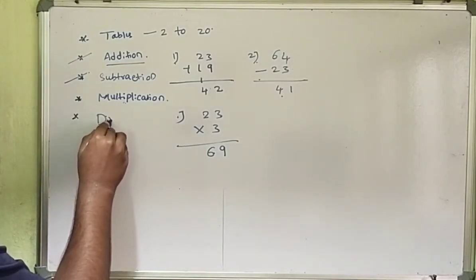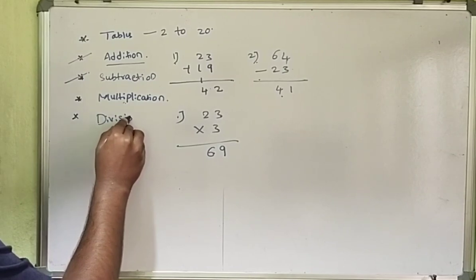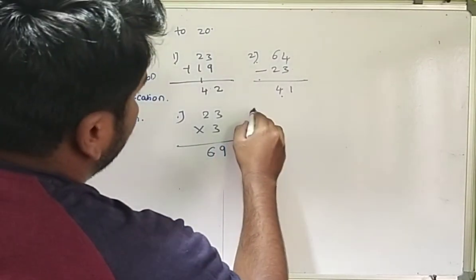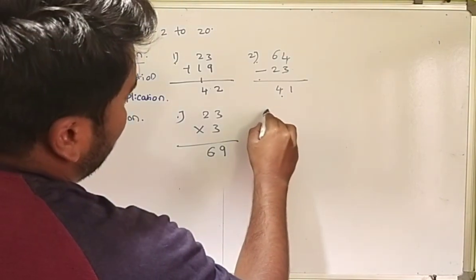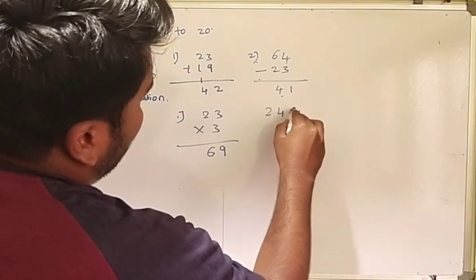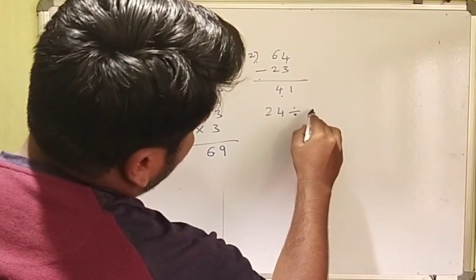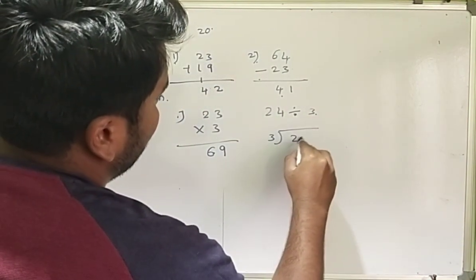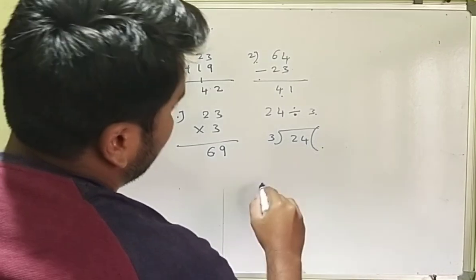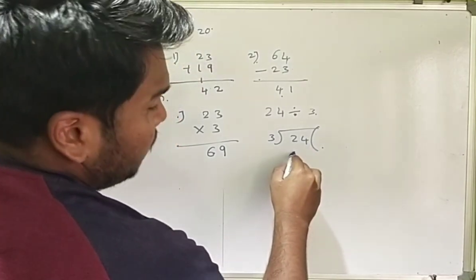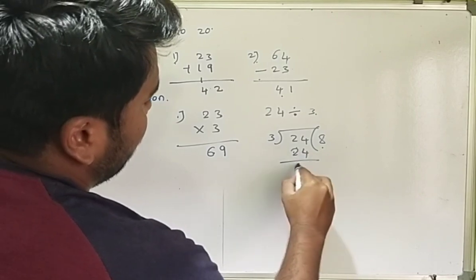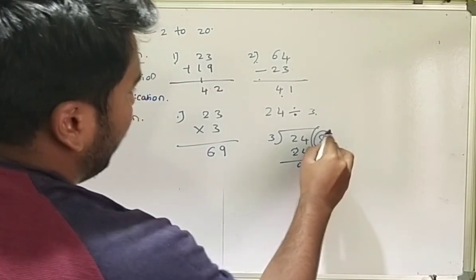The last operation is the division operation. In this division operation I will take the example 24 divided by 3. So 3 1s are 3, 3 2s are 6, like this 3 8s are 24. So 8 is your required answer.